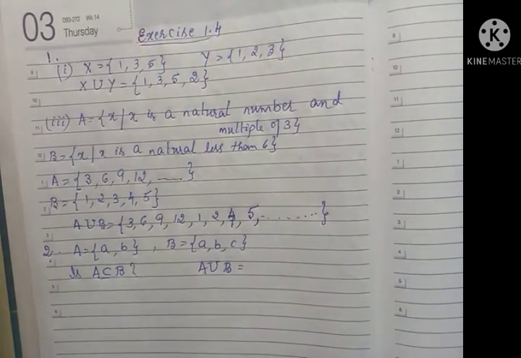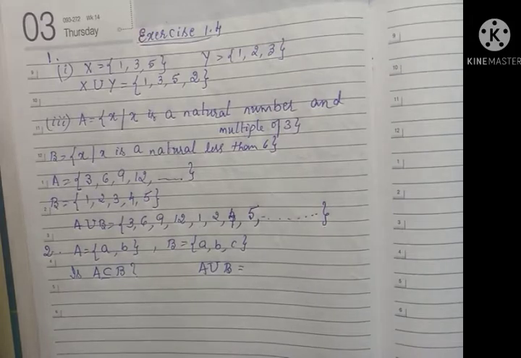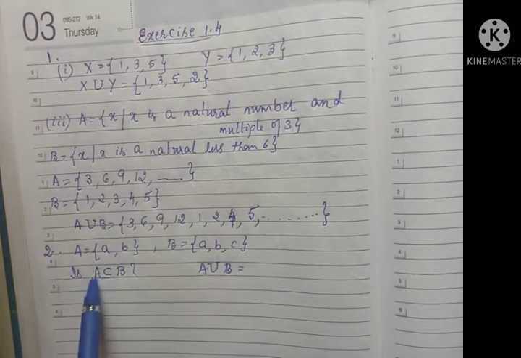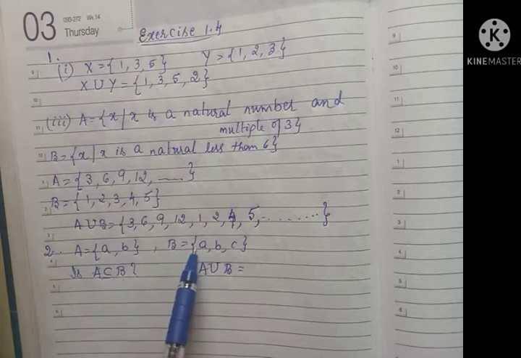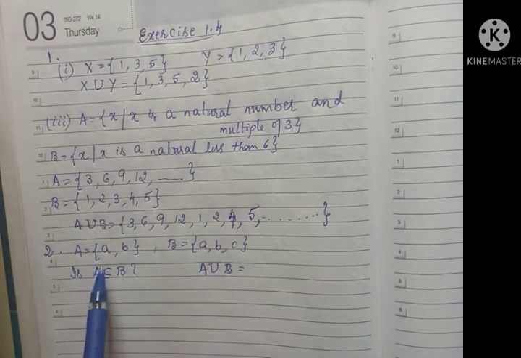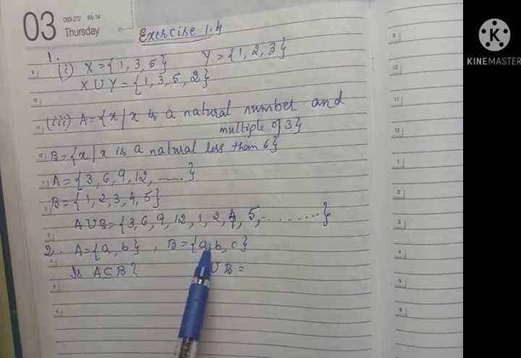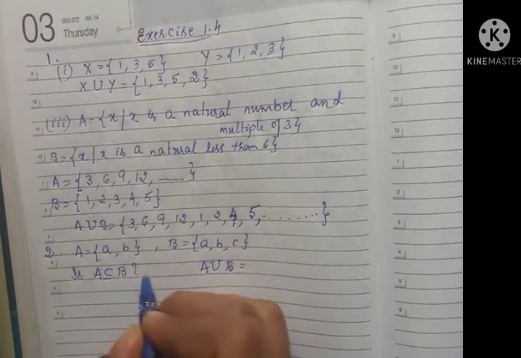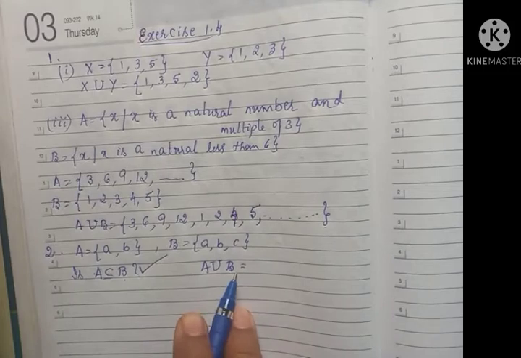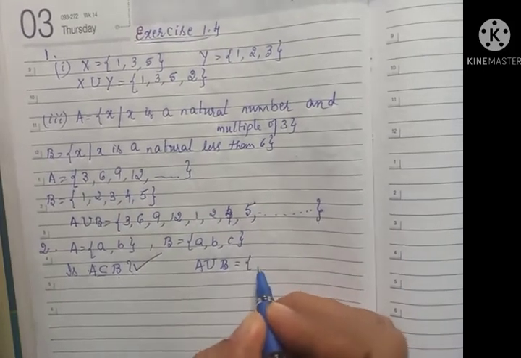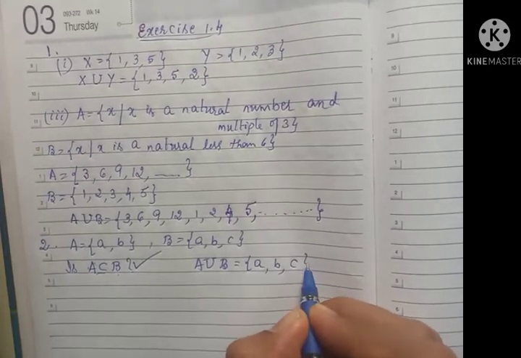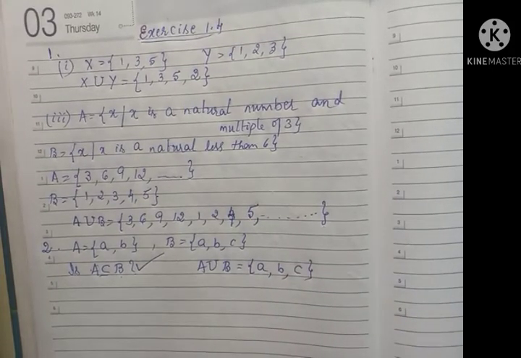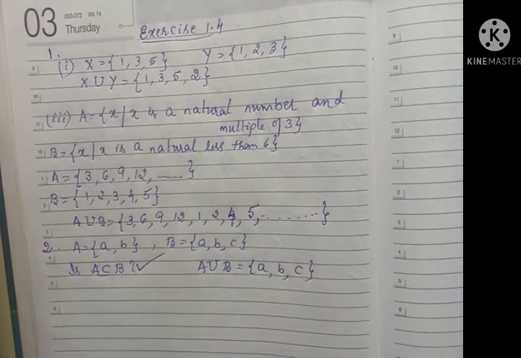Is A a subset of B? You know the definition: if all the elements of A are in B, then we say that A is a subset of B. A has a, b. Set B contains the elements a, b, c. So clearly all the elements of A are in B, therefore A is a subset of B. Then what is A union B? We write the elements of A first, after that the elements of B. So A union B is a, b, c.